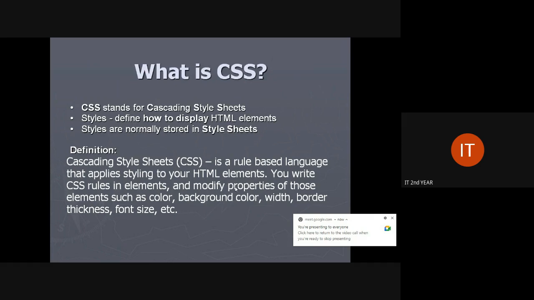That is, HTML is used to define the structure, and for that structure we can provide styles and colors using CSS. The definition of CSS is that it is a rule-based language that applies styling to the HTML elements. The various styles are color, background color, width, border thickness, and font size.